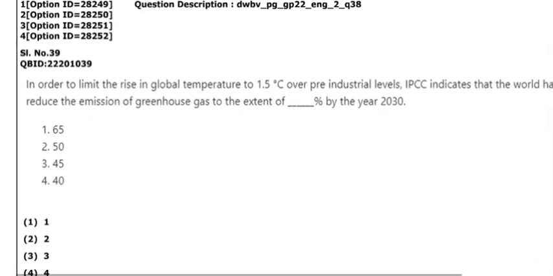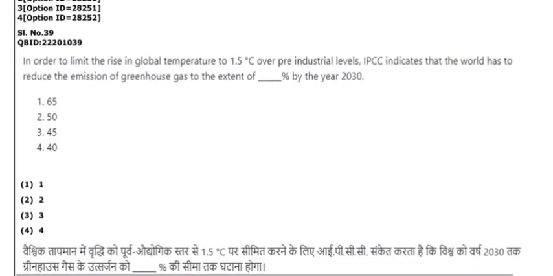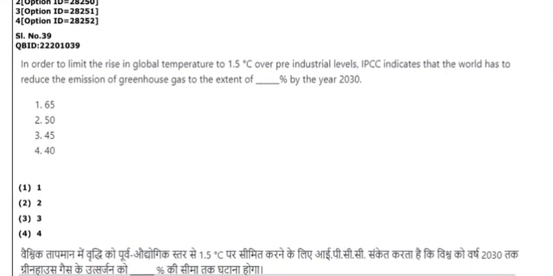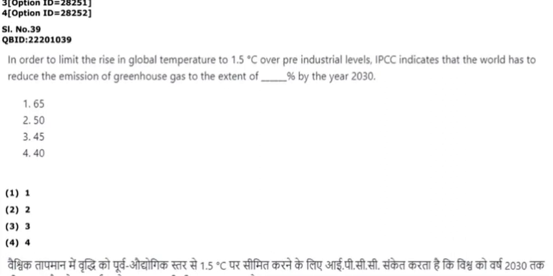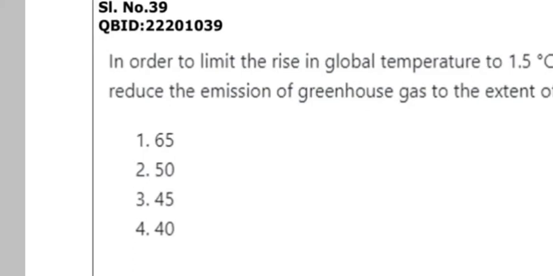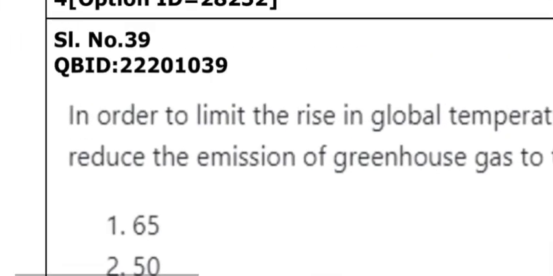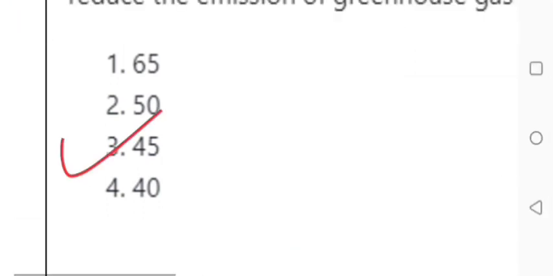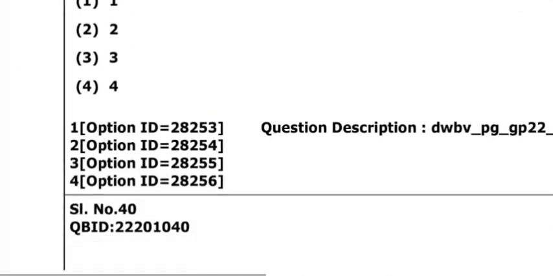Then 39. In order to limit the rise in global temperature to 1.5 degrees Celsius over pre-industrial levels, the IPCC indicates that the world has to reduce the emission of greenhouse gases to the extent of what percent by the year 2030? 65, 50, 45, 40. The correct option for 39 will be number C, that means 45%. Is it possible? Will it be possible actually?